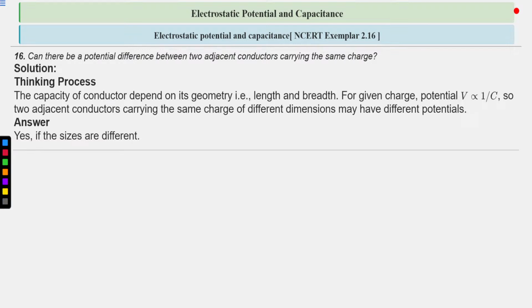But they have only given that they have the same charge, and didn't say anything about the geometry or capacitance of the conductors. Since the capacity of a conductor depends on geometry, and geometry can be different, the capacitance can be different for both conductors, therefore there may be a potential difference. So yes, there may be a potential difference if the sizes are different.